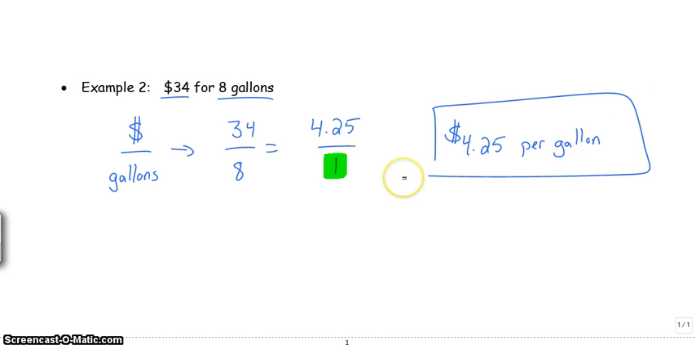Now we can compare it with anything else that's the same type of an object, and we can compare it on an apples to apples basis, or we can compare it on a level playing field. And that's unit rates.